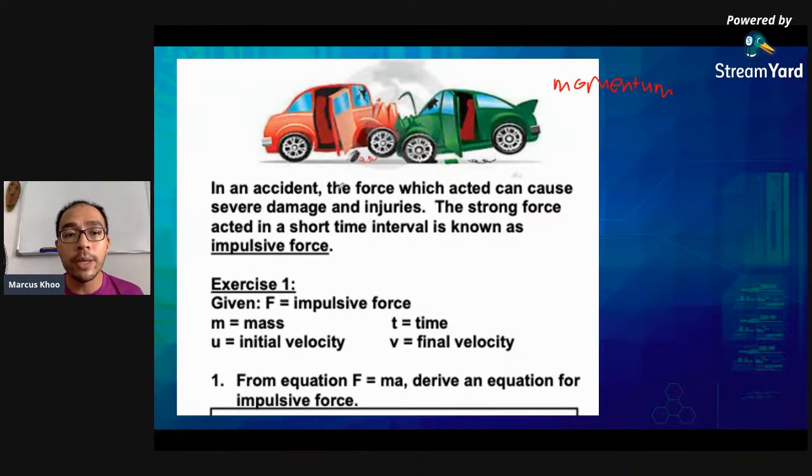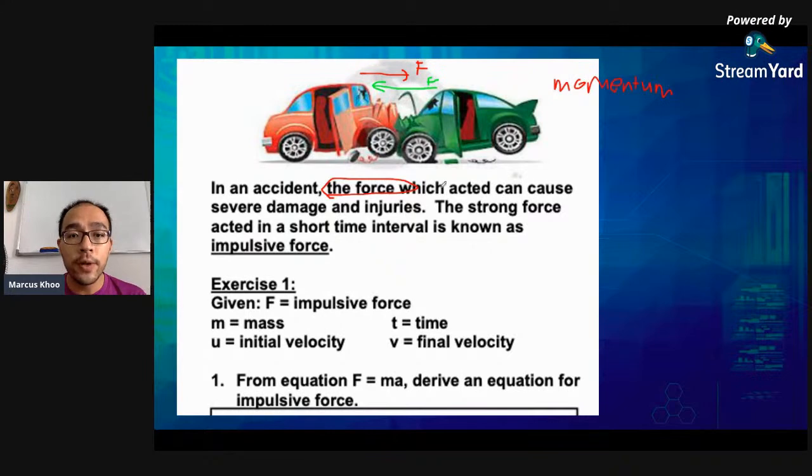But now we're going to be talking about the force that is involved. Because when two things collide, there is going to be a force that is acting on one another. This red color car is mengenakan one force on this green color car, and this green color car, I'm going to change color, this green color car is mengenakan satu force also on the red color car.